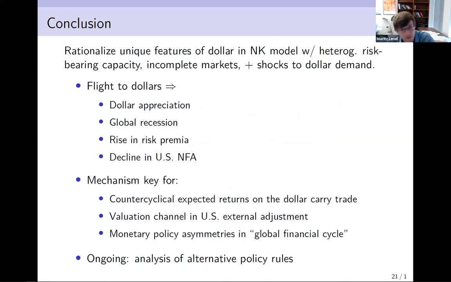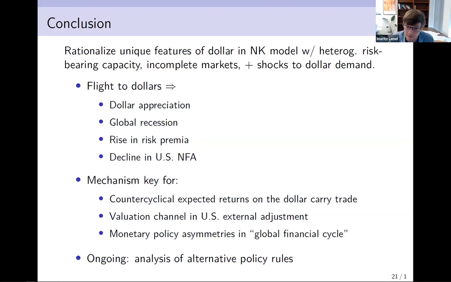A flight to dollars in the setting leads to a dollar appreciation, leads to a global recession, a rise in risk premia, and a decline in the US net foreign asset position, all the co-movements that we see in the data, which then allows us to get the evidence on the carry trade, on this valuation channel and US external adjustments, and also on the global financial cycle in terms of the monetary policy asymmetries.